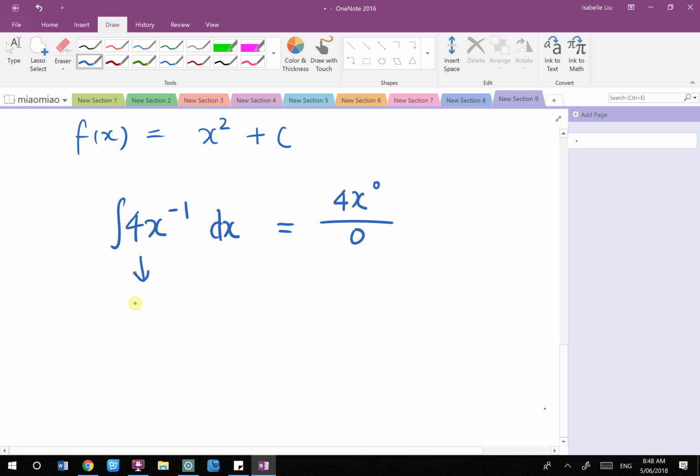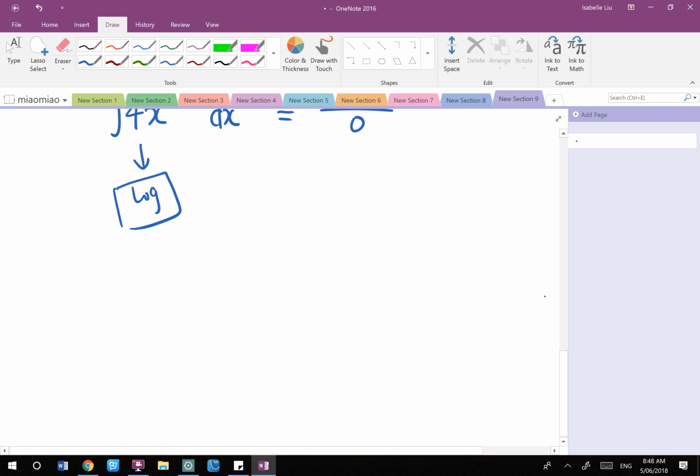This will be a log. I'll talk about log. Log is the most difficult one, I feel. I'll talk about log later. But that's why n equals minus 1 doesn't work. You can't use the same method to find the antiderivative for x to the power of minus 1. That doesn't work. So that's this one here.